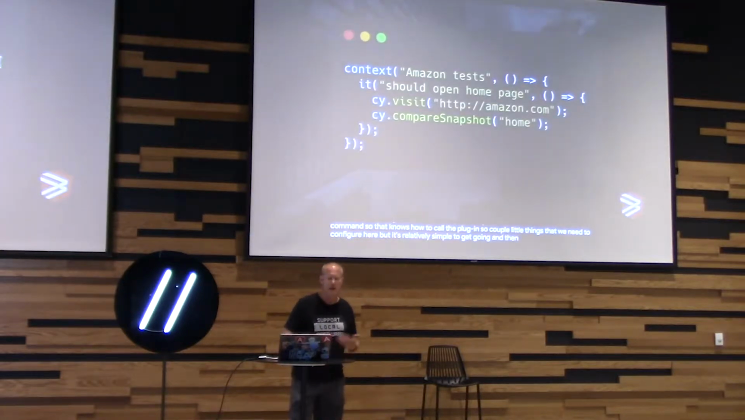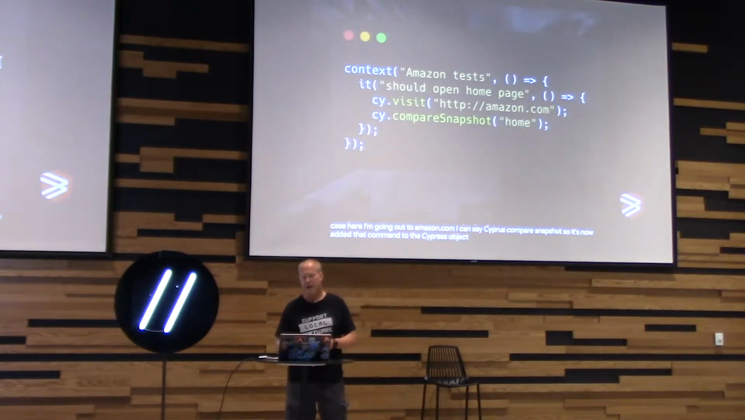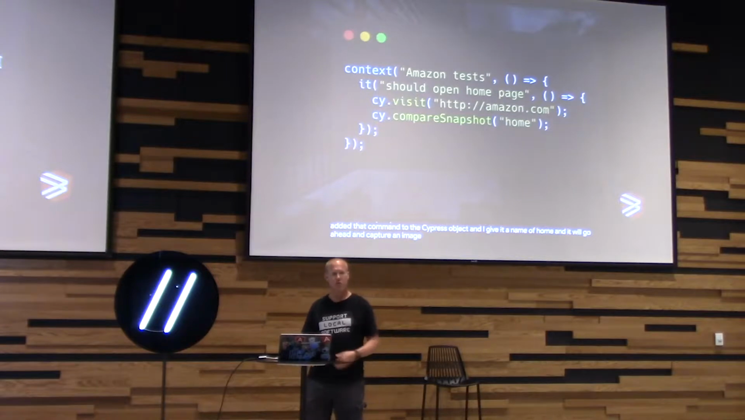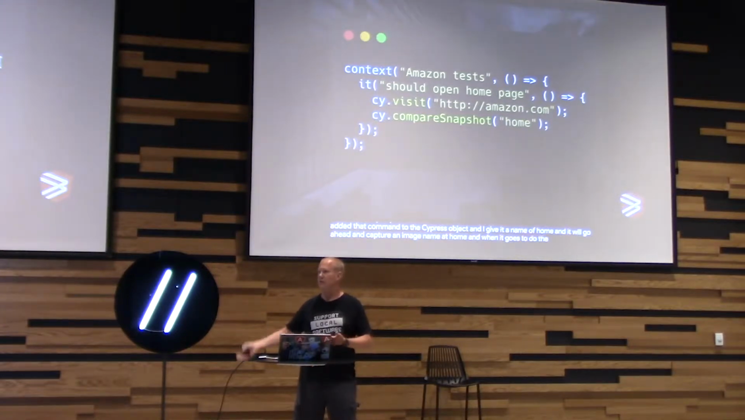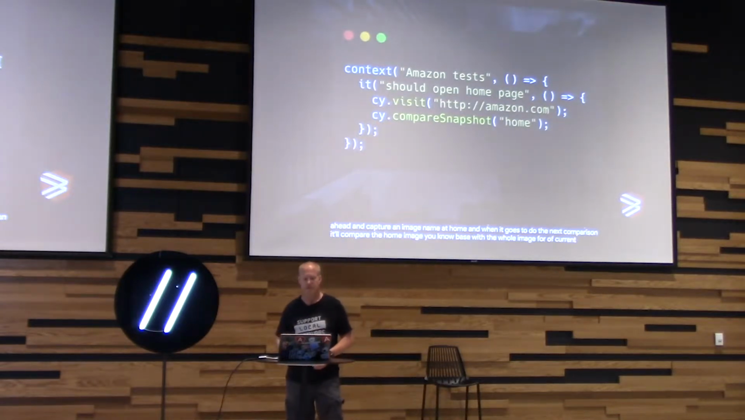And then when I write my test, in my case here, I'm going out to Amazon.com. I can say cy.compareSnapshot. So it's now added that command to the Cypress object, and I give it a name of home, and it will go ahead and capture an image, name it home, and when it goes to do the next comparison, it'll compare the home image base with the home image of current.